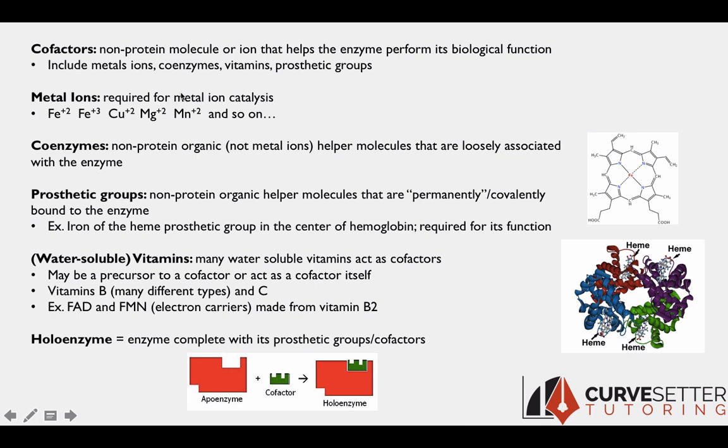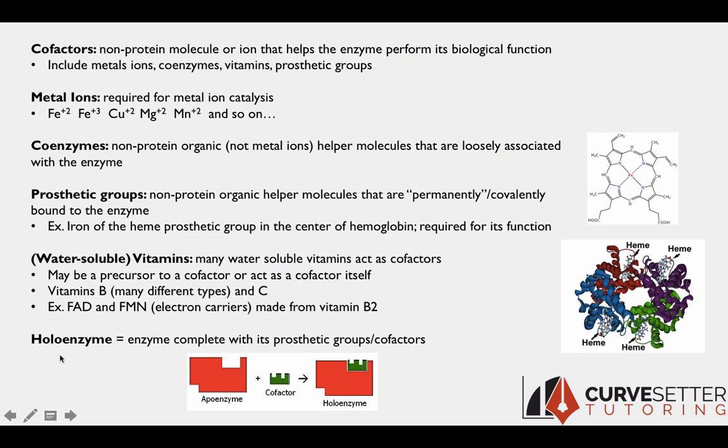And then finally, vitamins, specifically those that are water-soluble, not fat-soluble. Many of those act as cofactors. So that molecule may be a precursor to a cofactor, or it may be a cofactor itself. So water-soluble vitamins that act as cofactors are generally vitamins B and C. So there are many different B vitamins, 6, 12, 3, etc. And an example of this is FAD and FMN, which we'll talk a lot more about in a later lecture, are electron carriers, and they're made from vitamin B2.